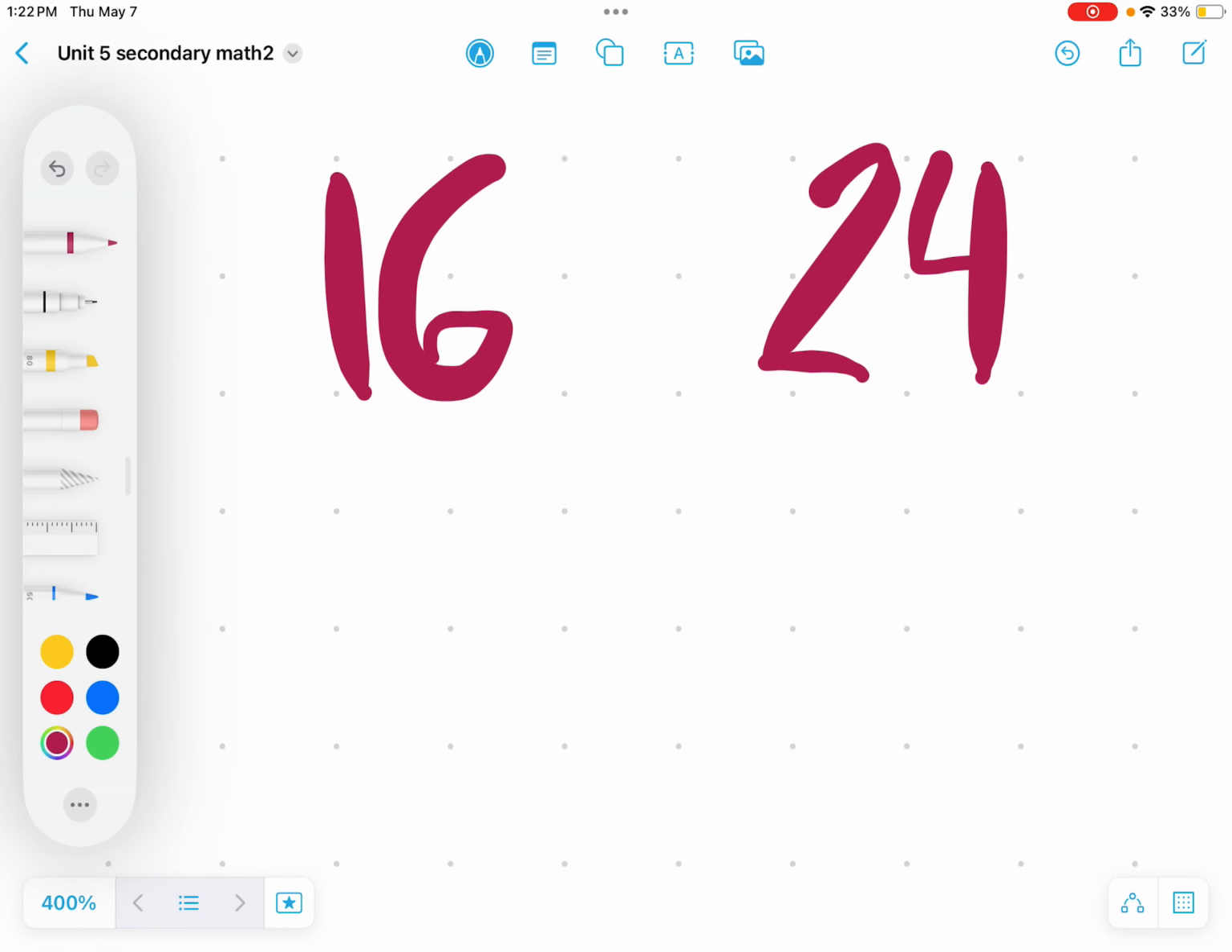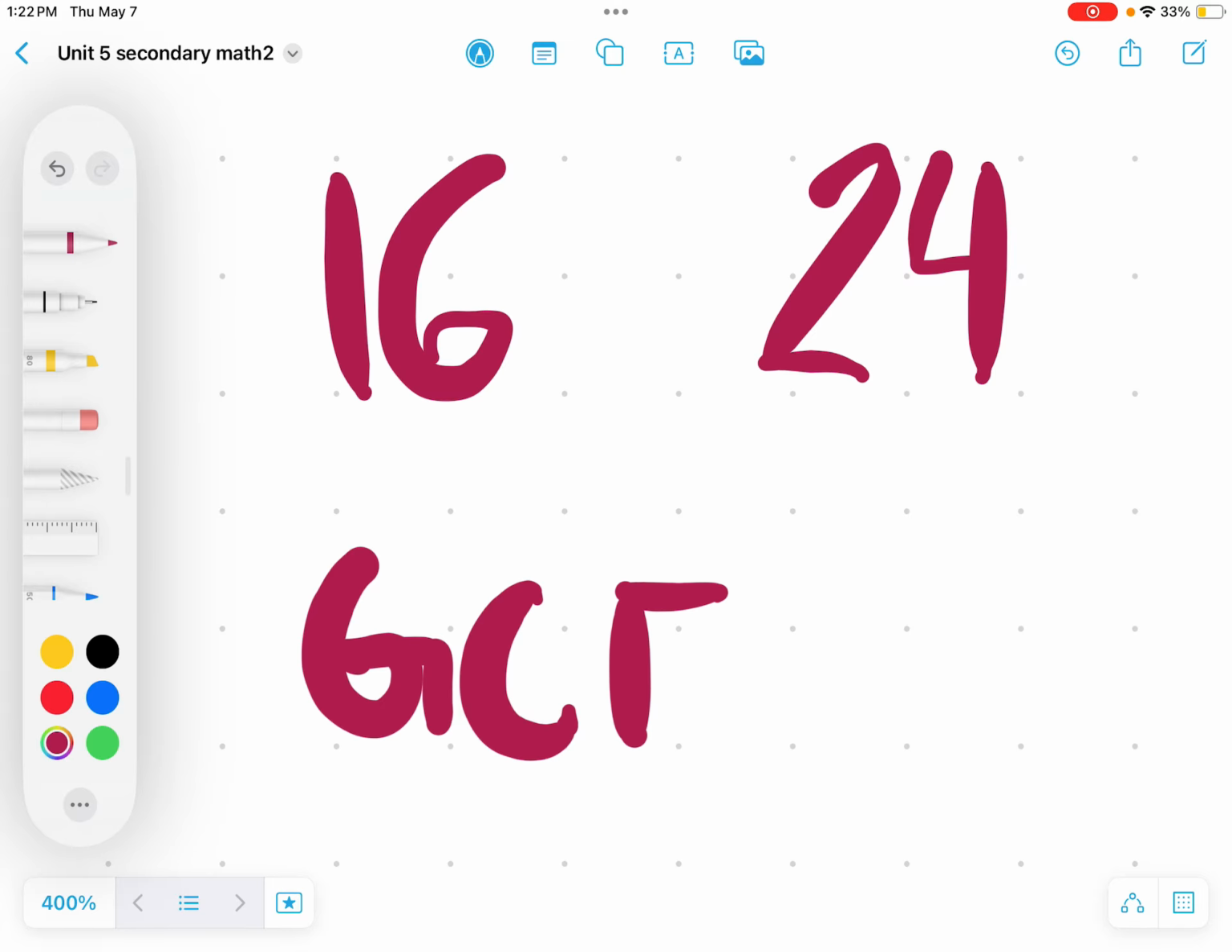Okay. So, have you ever heard of the greatest common factor? Yes. What is the greatest common factor? Isn't it like in a set of numbers? Is it the one that multiplies the most? Yeah. So it's the biggest number that can go into it.